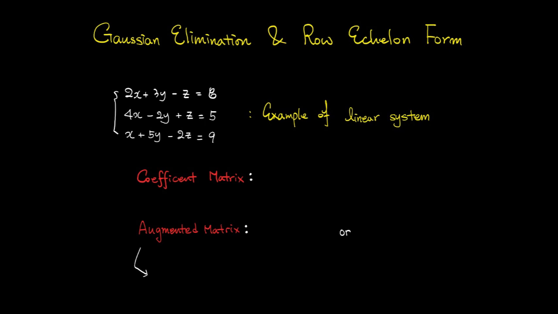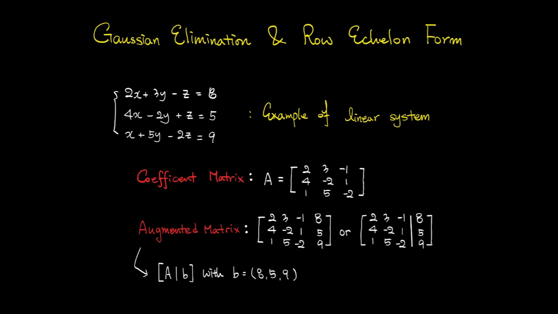Now, this is an example of a linear system. The coefficient matrix of this linear system is the matrix containing the coefficients in the same arrangement like this. Also, the augmented matrix of this linear system is the matrix formed by attaching the numbers on the right side of the equations to the coefficient matrix. Sometimes we draw a line like this, and sometimes we don't.